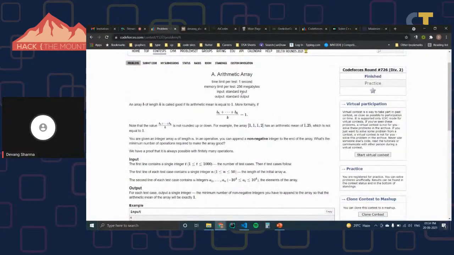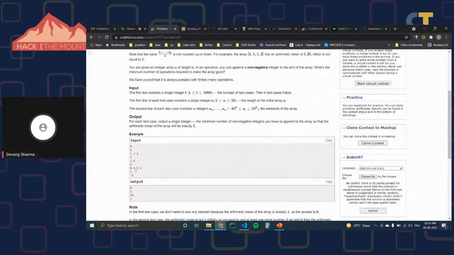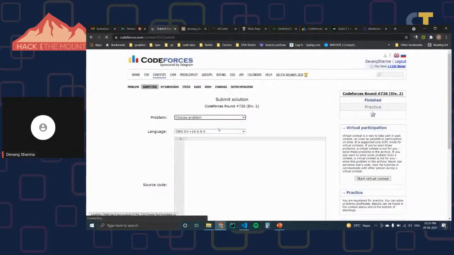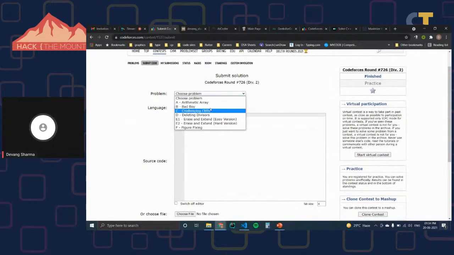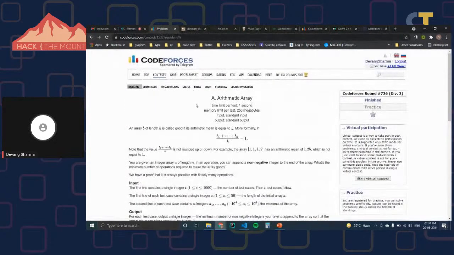You can see the problem statement, the time limit and memory limit mentioned here, and the input format and output format. Take input, give output, and you can submit the code here. Click the submit code button and paste your code. Choose the problem, which was A this time, and click the submit button. So that's submission on Codeforces.